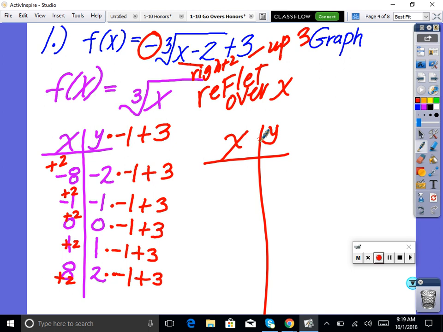Wait, wouldn't it also be a square root of 3? That's a cube root. Valid question.